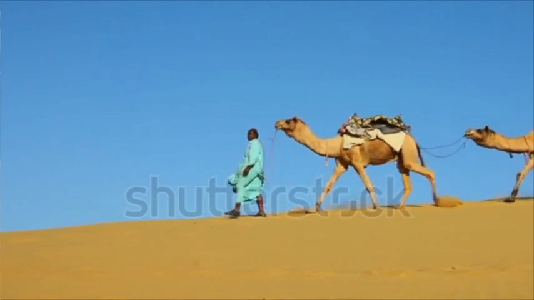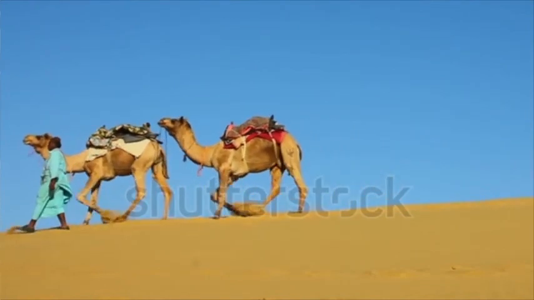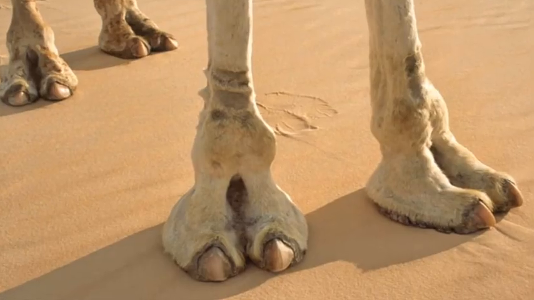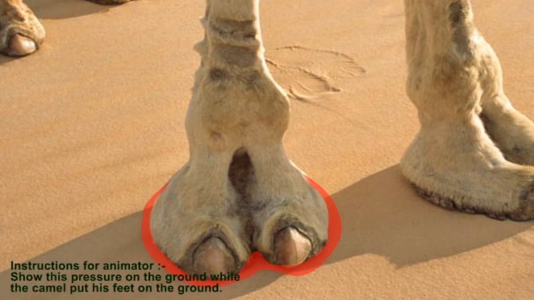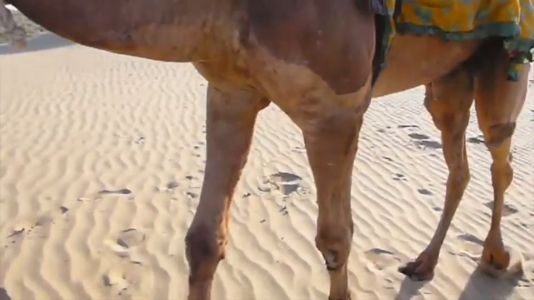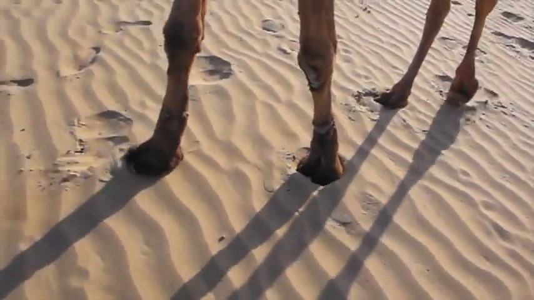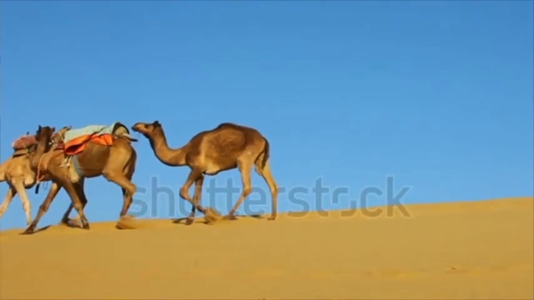Now observe this camel on the sand. It is able to move fast on the sand because it has flat and broad feet. The camel's broad feet have a large area of contact with the sand, reducing the pressure exerted by it on the sand. As a result, its feet sink very little in the sand and it is able to move fast.